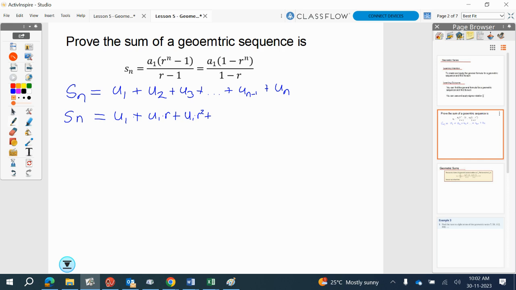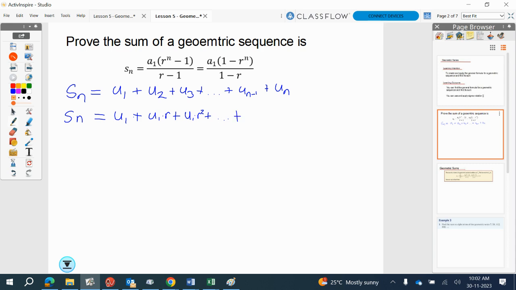What is r? It's the ratio. The common ratio. You need to know the terminology. You need to know what a series is. You need to know what a common ratio is.